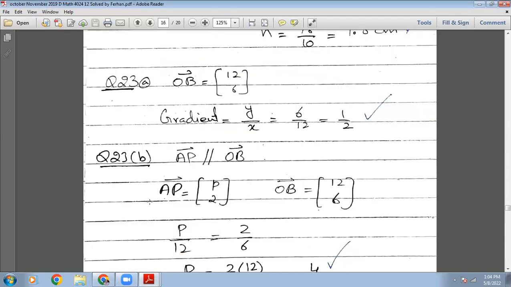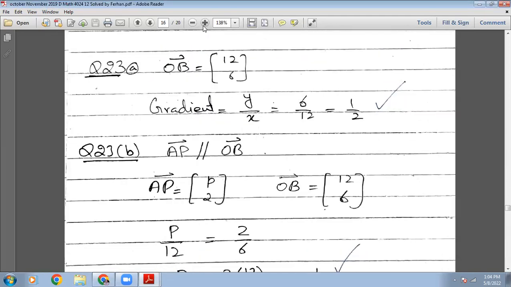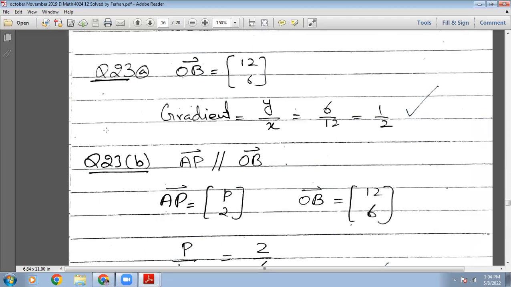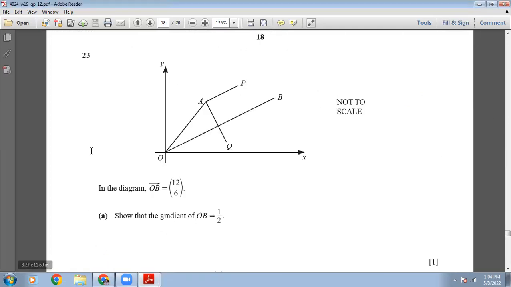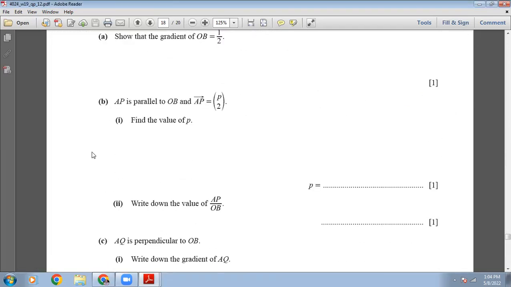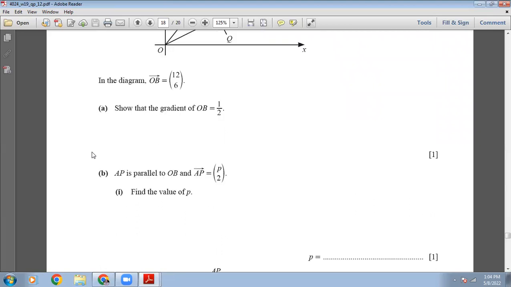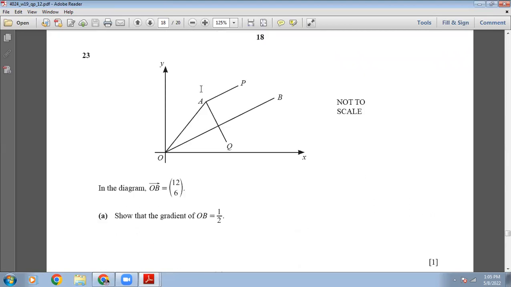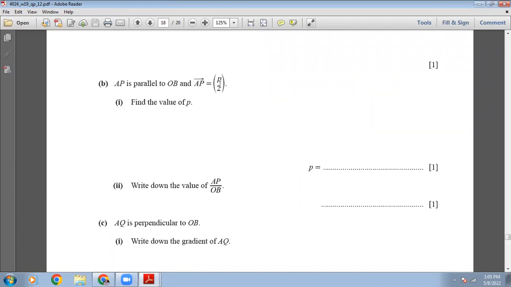So let me show you. So the gradient will be y divided by x, and that will be 6 by 12, and that will be 1 by 2. This is what you have to show. Then the next question, the AP is parallel to the OB. He's saying that this AP is parallel to the OB, okay? The AP is (P, 2). And find the value of the P.